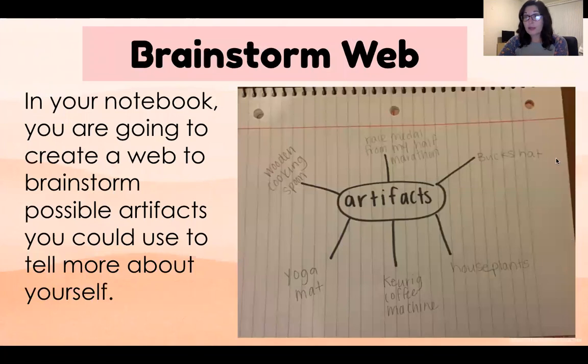To give you an example of a brainstorm web, I have mine here. In the middle, I put artifacts, and coming out of on each line is a different example of artifacts that represent me. So that wooden cooking spoon I showed you in my first example, some other artifacts that would represent me could be a race medal for my half marathon, a Bucks hat for how I love to cheer on the Milwaukee Bucks, houseplants, I really enjoy collecting those, Keurig coffee machine because I love coffee, and a yoga mat, one of my other favorite hobbies.